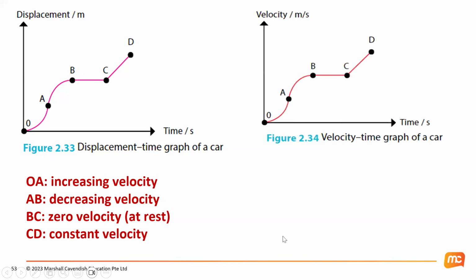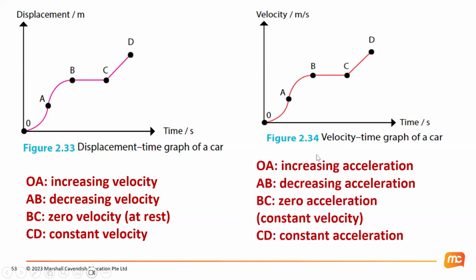The next part, you may again pause the video to think about the answers. Now it's a velocity time graph. It's exactly the same, but now when I look at the gradient, it will be acceleration. From 0 to A, I'm having increasing acceleration. A to B, I'm having decreasing acceleration. It's still acceleration because the velocity increases. B to C, I'm having 0 acceleration. I'm moving at constant velocity. And from C to D, I'm having a constant acceleration.